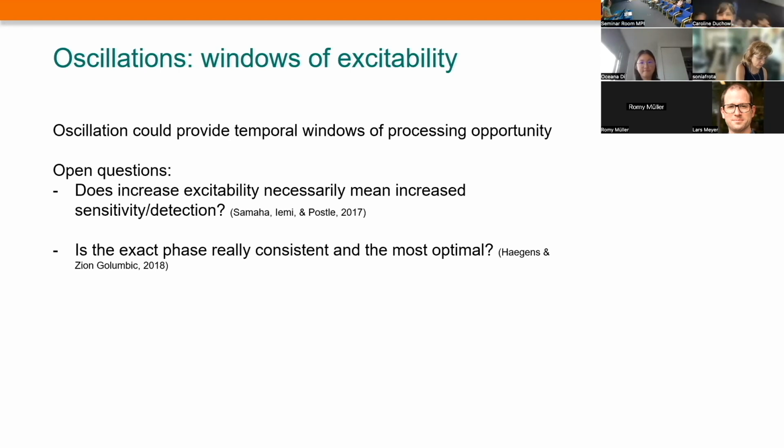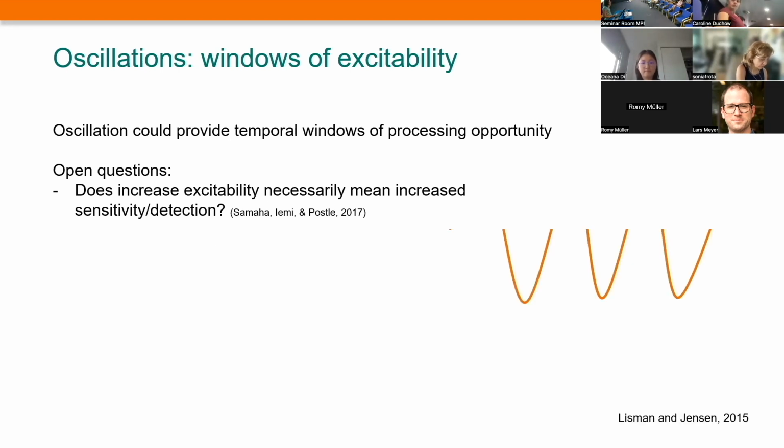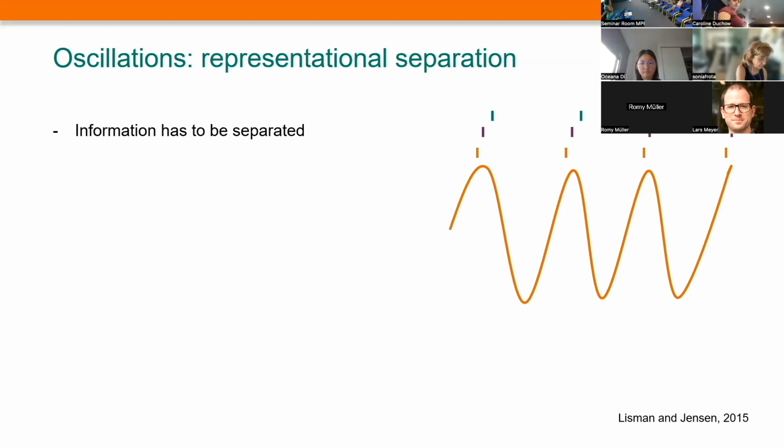I'm now going to switch to this second computational operation. The second computational operation that oscillations could have is that it has been proposed that they provide representational separation. So this is a proposal from Lisman and Jensen in 2015, but others have also proposed similar things. For example, if I have to hold information in working memory, it is important that these memory representations don't mix. So it's very important that information not only is actively memorized in a working memory sense, but that also the representations are separated from each other, that they don't start mixing.